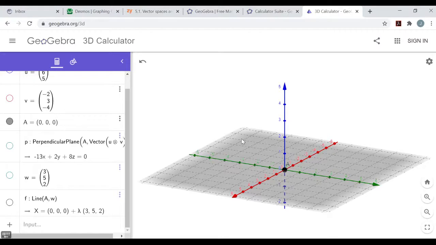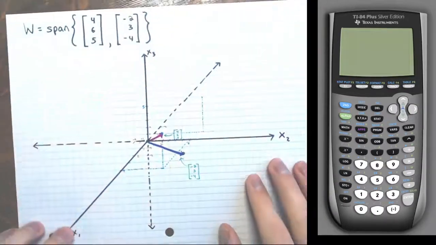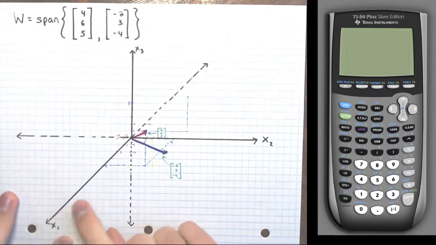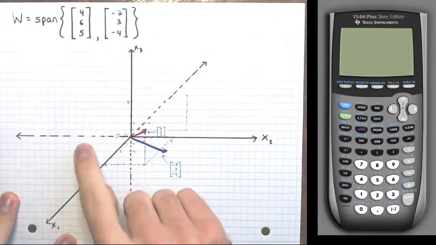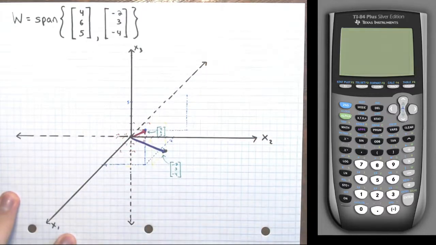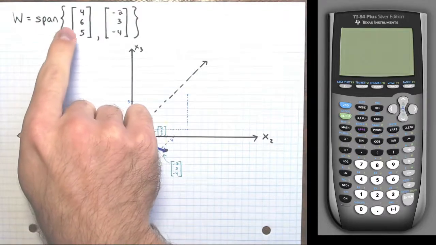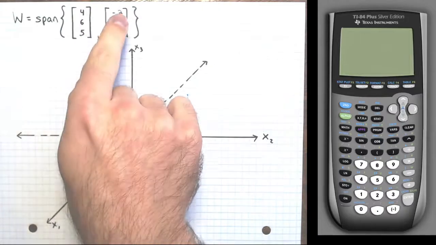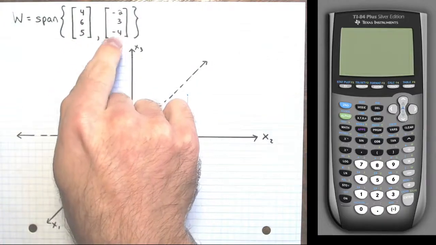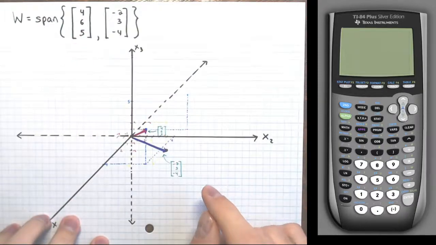All right, and then I have the next one here, not the last one, but my next picture, again just a very rough drawing. I drew the x1 axis, x2 axis, x3 axis. The little dashed parts are where the negative values are on those axes. And I say, well, what about, let W be the span of 4, 6, 5 and negative 2, 3, negative 4, right? Two vectors that aren't scalar multiples of each other, so they don't run in the same direction or opposite directions.